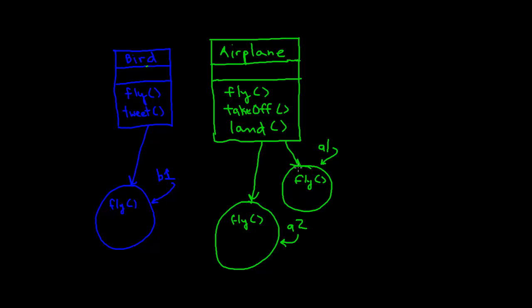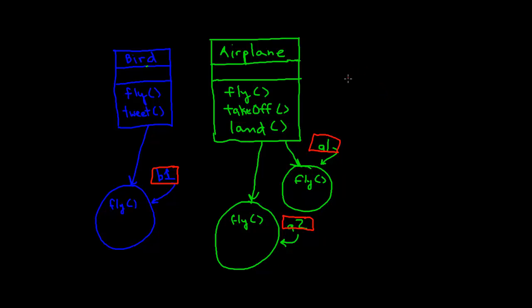So I instantiated two airplane objects, and I need to differentiate these objects in memory somehow. So I'd like to bring in the concept of an object reference. In this case, B1 is a reference to the bird object, A1 is a reference to the first airplane object, and A2 is a reference to the second airplane object.